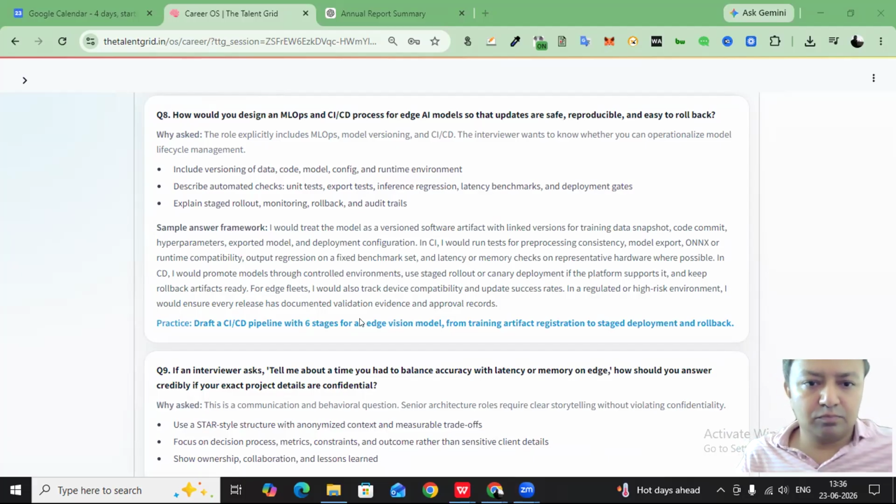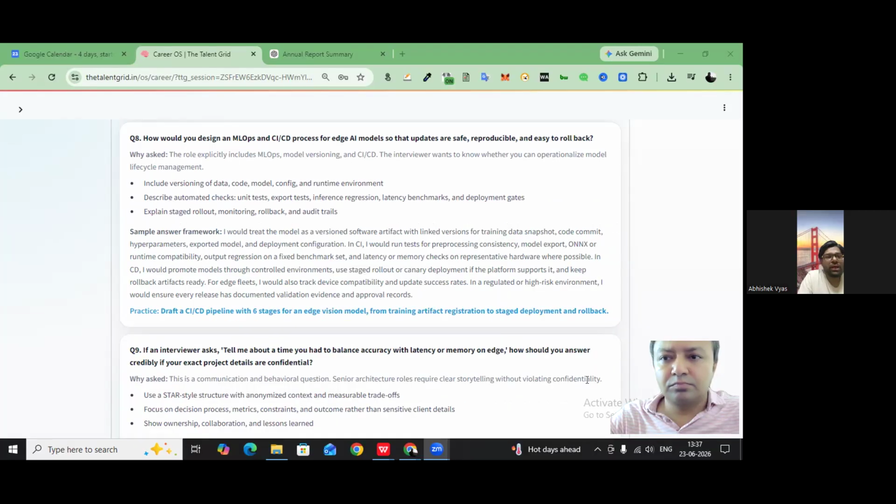Safe, reproducible, and easy to roll back. My preferred way would be that everything should be versioned, whether it's the data or code or the artifacts, configuration and runtime. And I will include tools like Git, DVC, MLflow, Docker, model registries that will help us in maintaining the versioning and traceability.